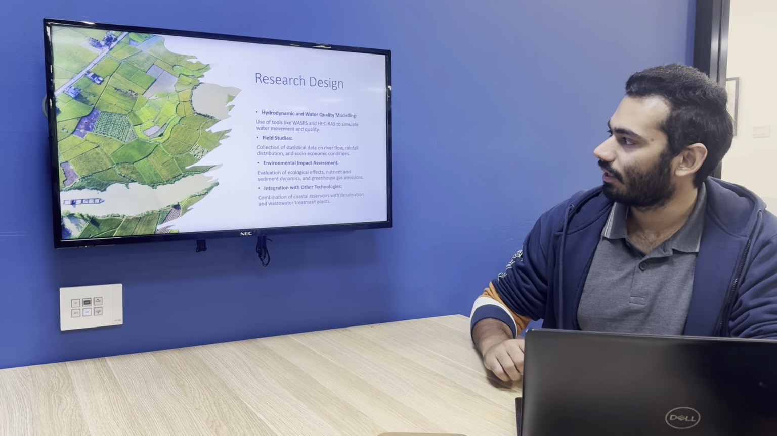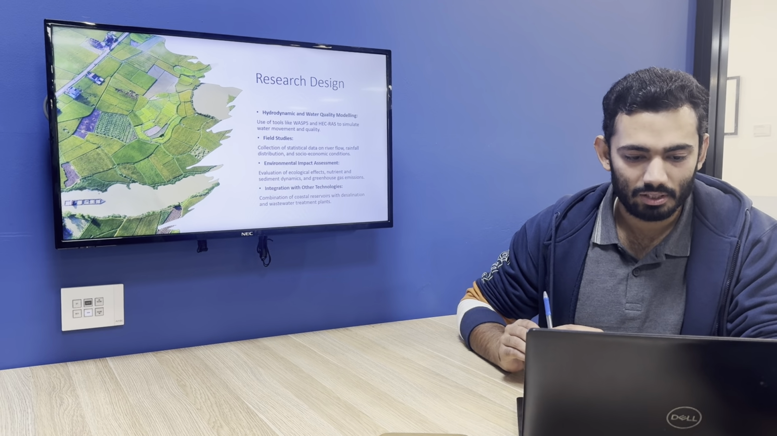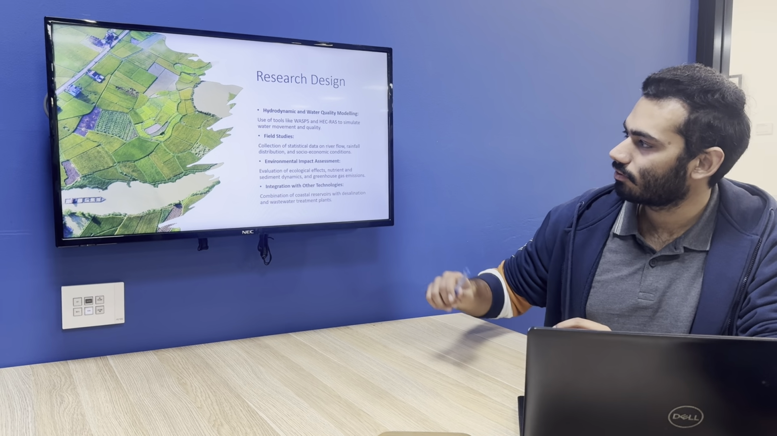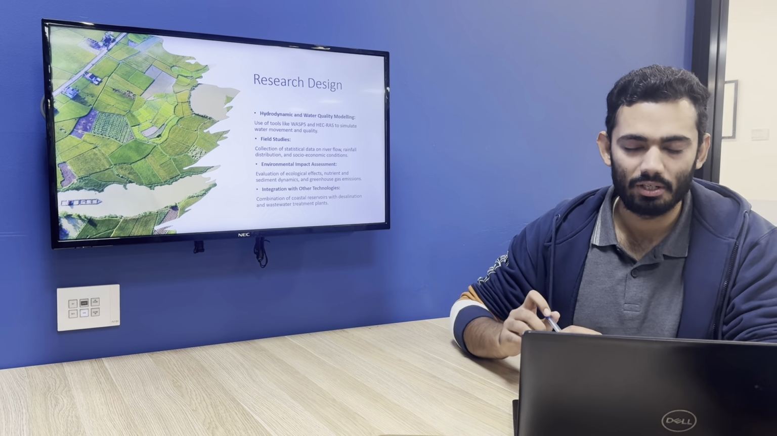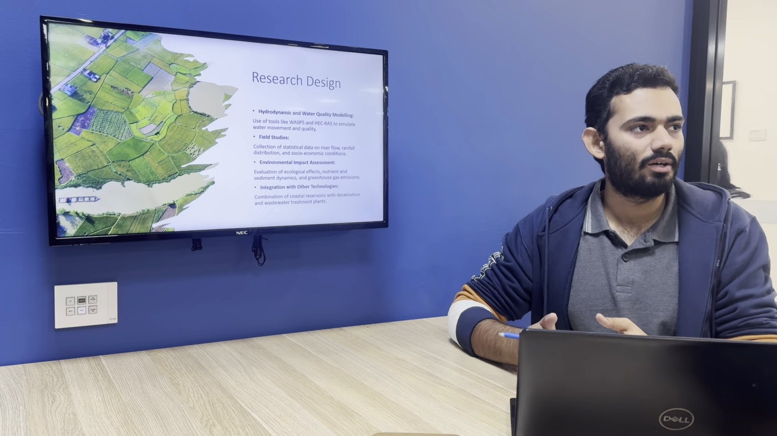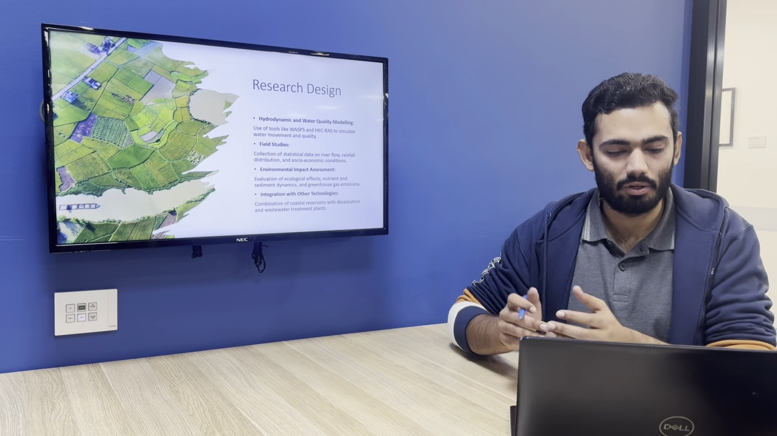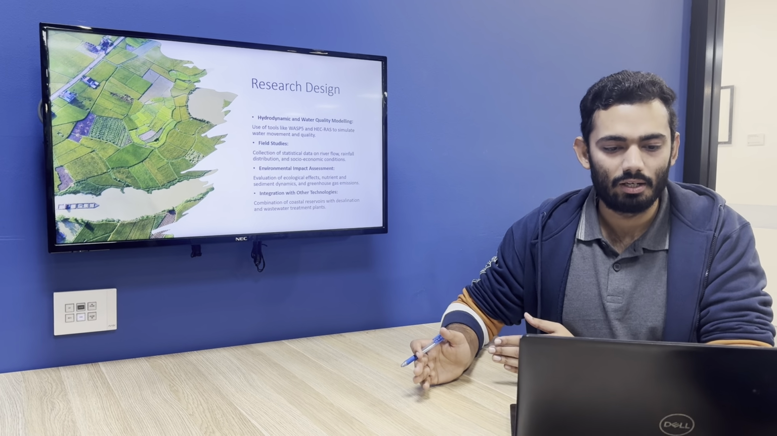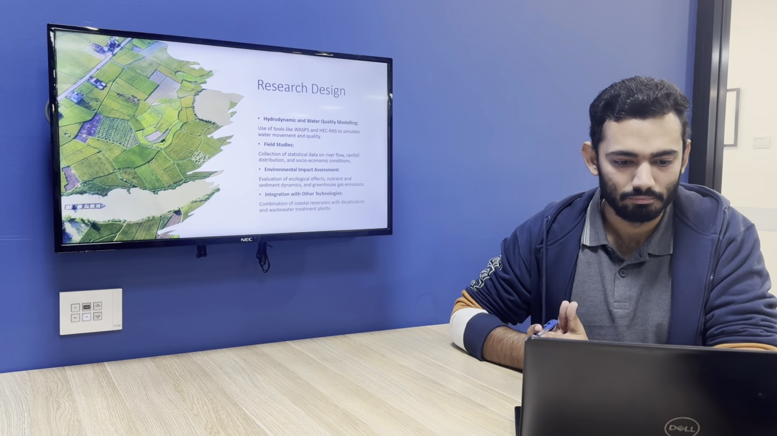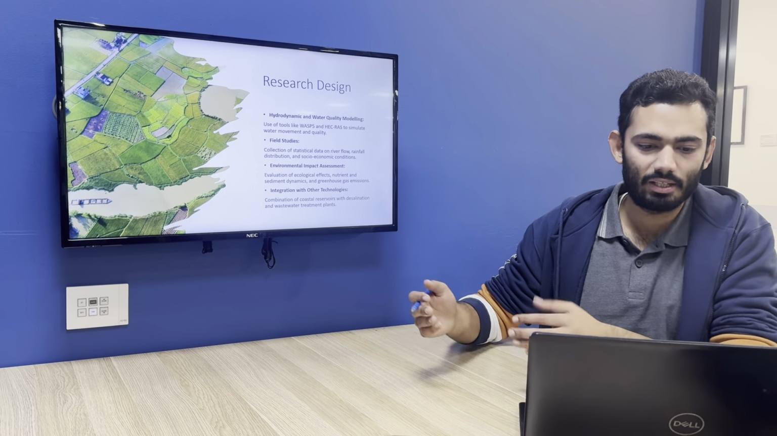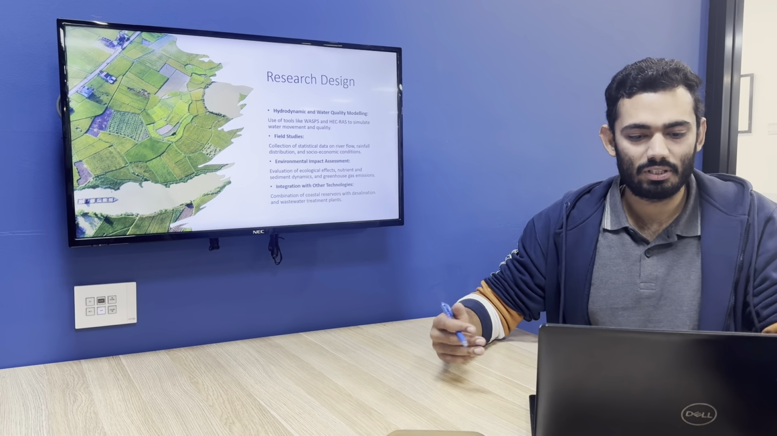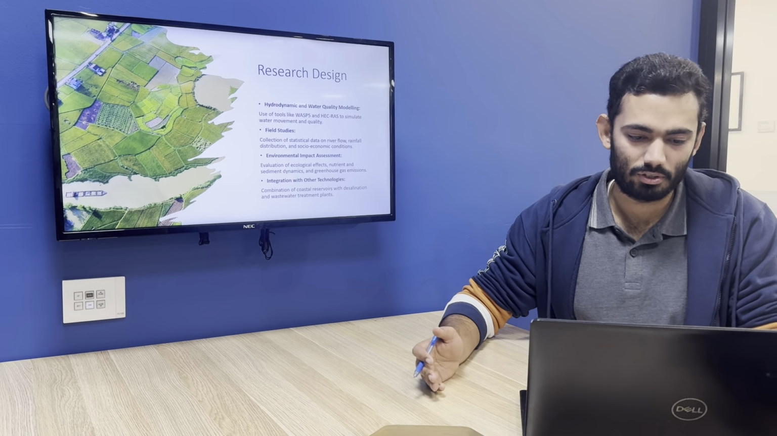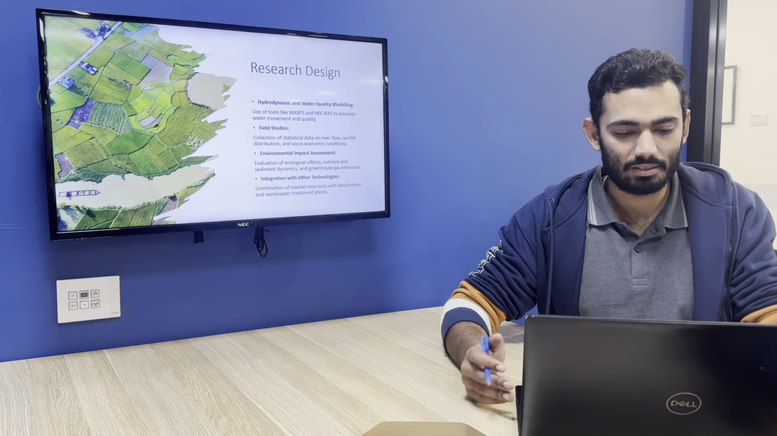The first one is hydrodynamic and water quality modeling. For that we have to use software like WSP5 and HEC-RAS to simulate water movement and quality, so that we have the data on how the water is moving and the quality of the water, so that we can put it in the coastal reservoir. Then the field study, we have to get local and real data to see the river flows, rainfall distribution, and socio-economic conditions. And then the environmental impacts and the integration with other technologies.